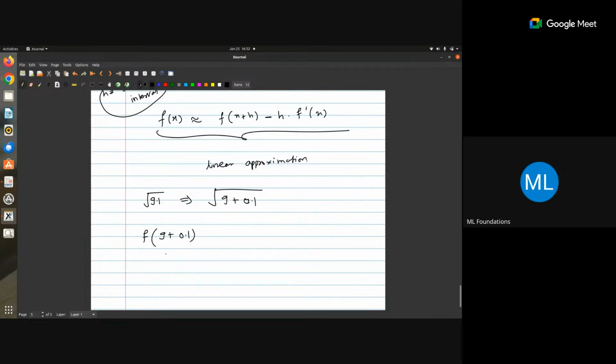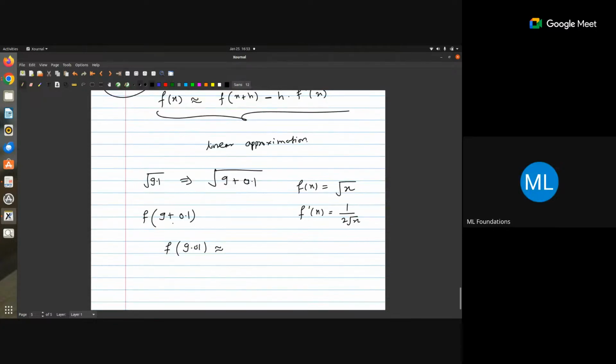Basically, it is approximately equal to... what is the function here? Root of x, right? So if we take 9 as x and 0.1 as h, that way also you can do it. So f of x is root of x here, so f dash of x will be 1 upon 2 root x.